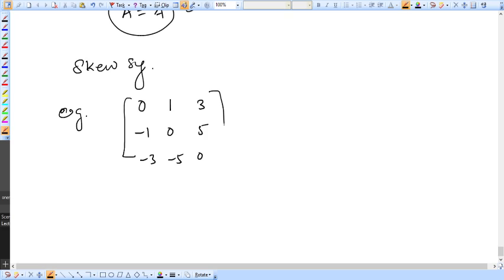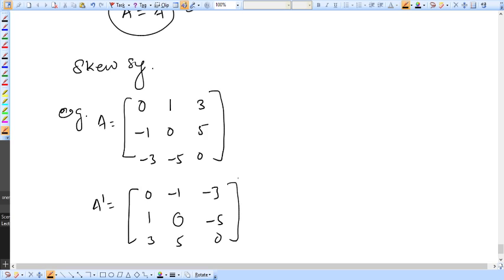Okay, this is A. A transpose would be equal to [0 -1 -3; 1 0 -5; 3 5 0].